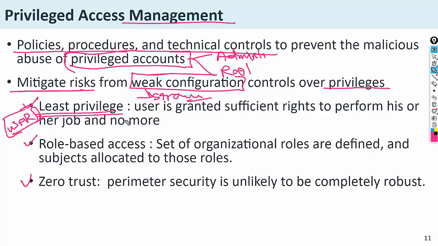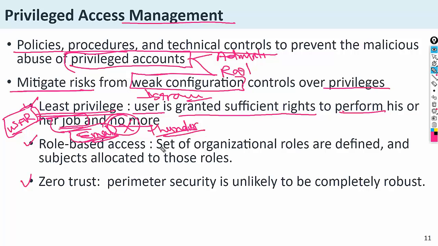The user is granted sufficient rights to perform their job, no more. Only they can do the job. For example, if someone only needs email communication, he can only access Thunderbird, that's it, Thunderbird or any other email client.